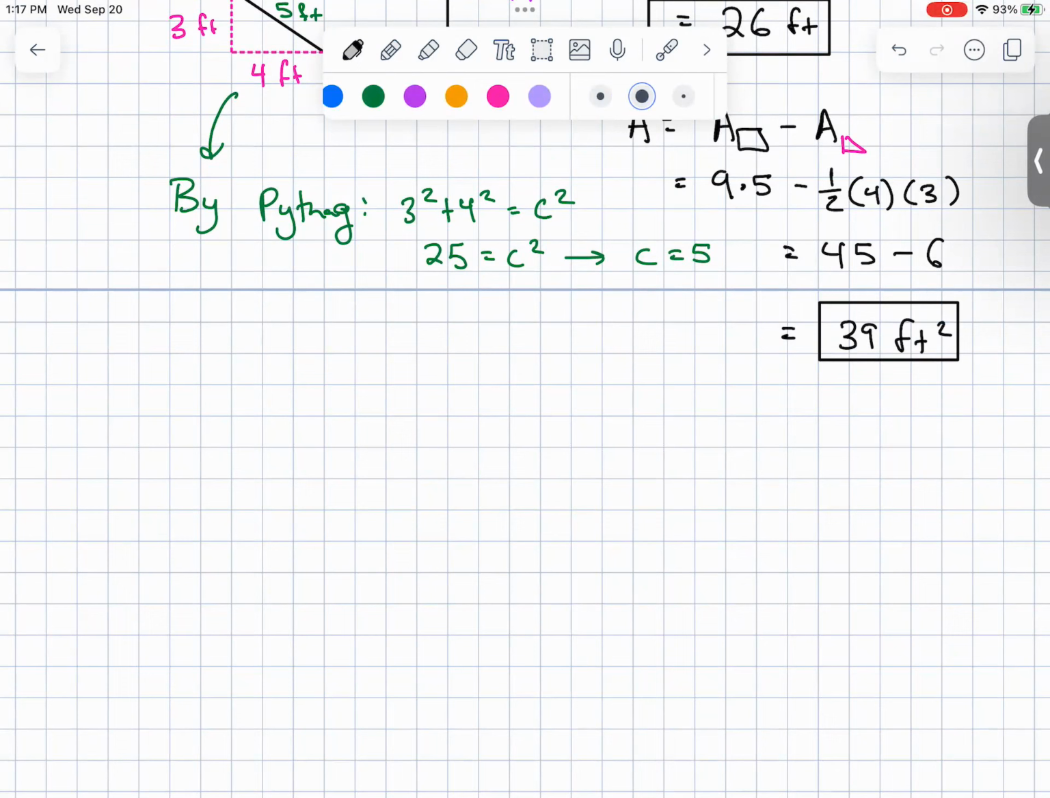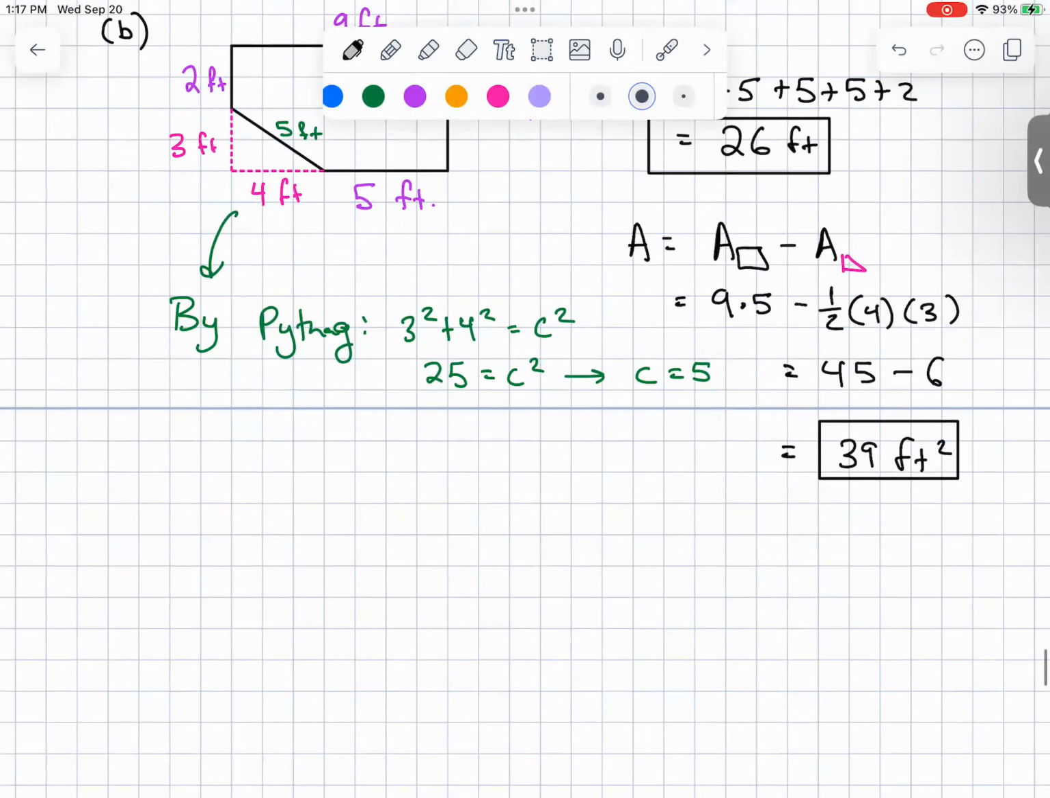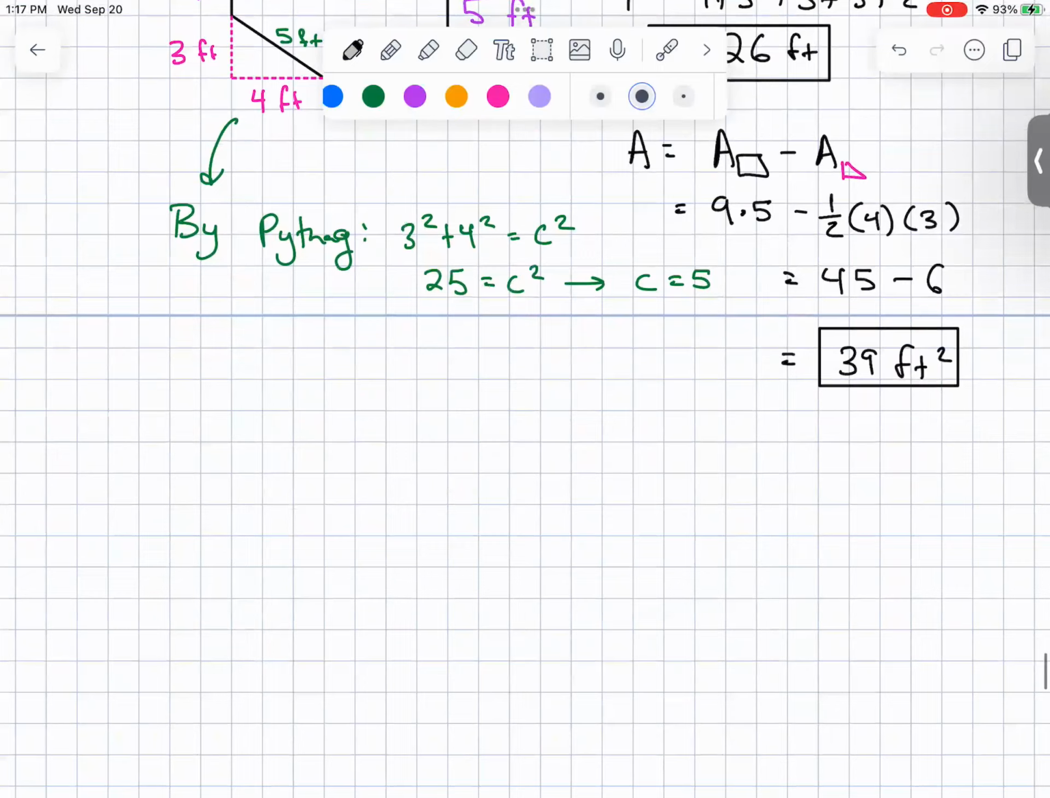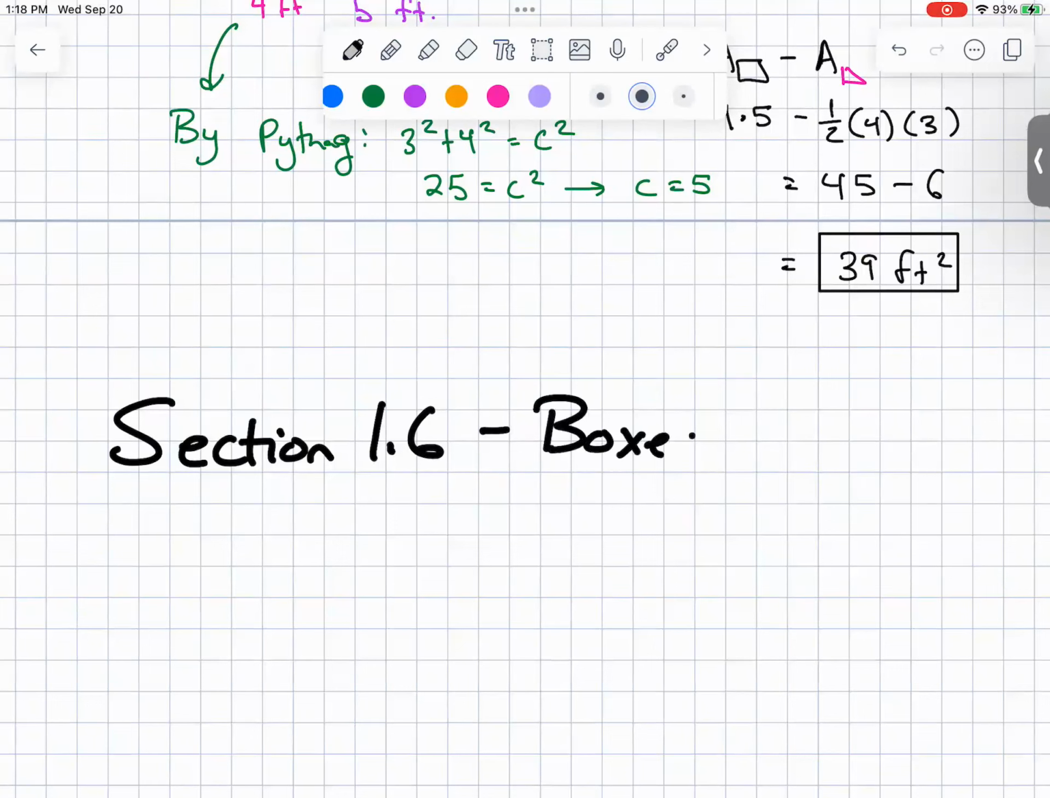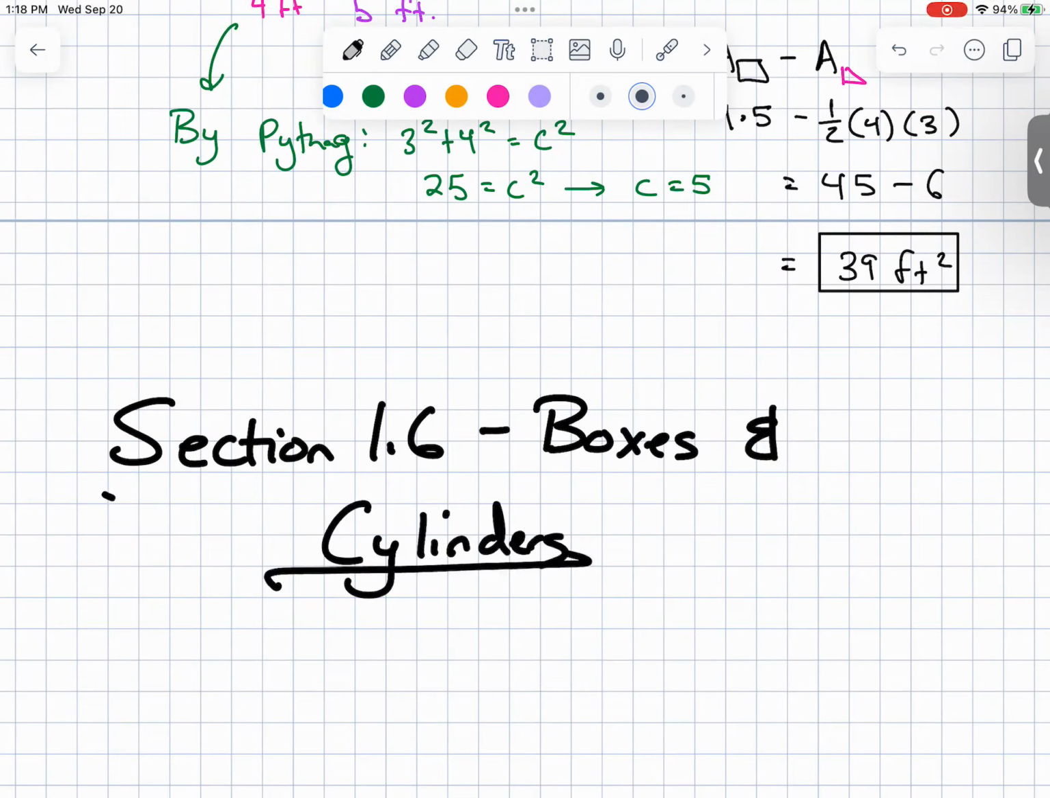I guess my whole point of getting on that sidetrack was to say that I'm going to save some of the fun application problems with this type of stuff for Monday, unless we have time at the end here. But I want to make sure we get through this. So section 1.6, which is boxes and cylinders. So now we're going 3D.